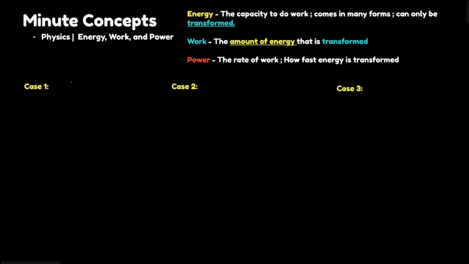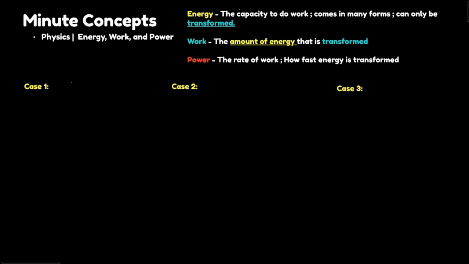And it's important to note that energy is always transformed because it's always conserved. And now, when we're talking about how fast it's being transformed and how fast work is happening, that is when we get to the topic of power. And power is essentially just the rate of work. So it's how fast work is happening, and so it's also how fast energy is transformed.